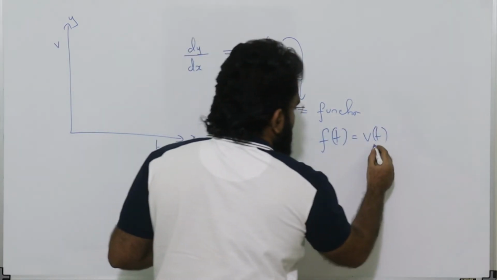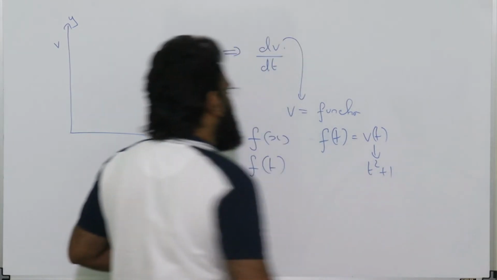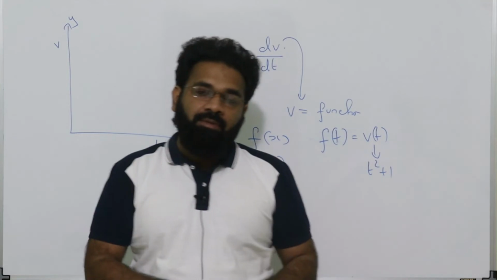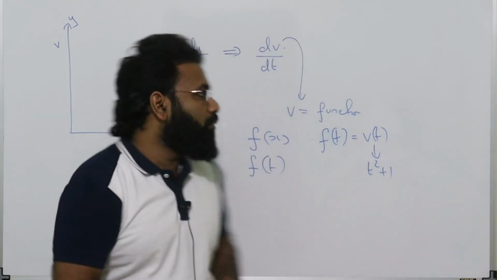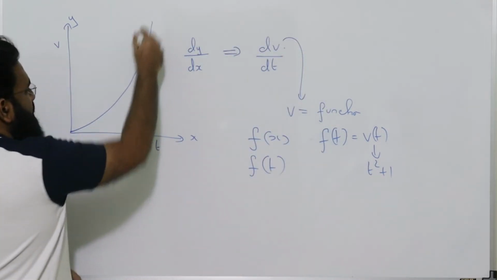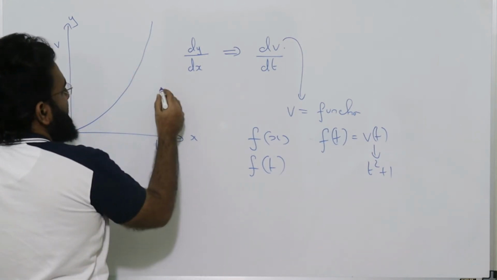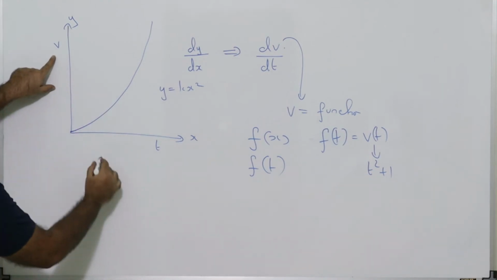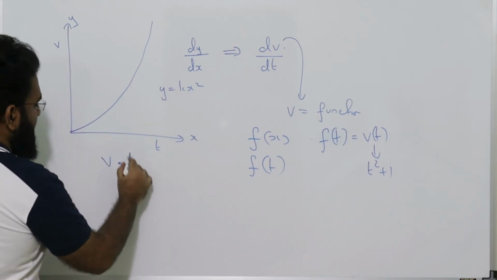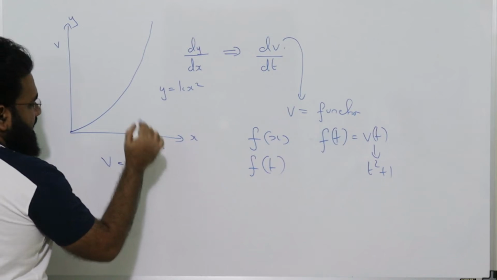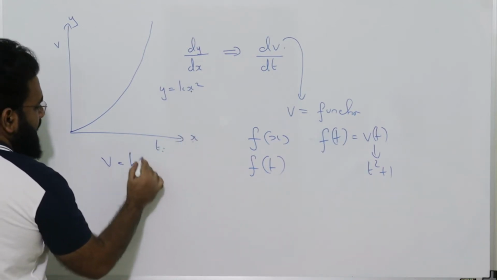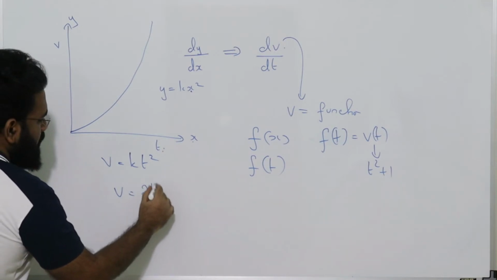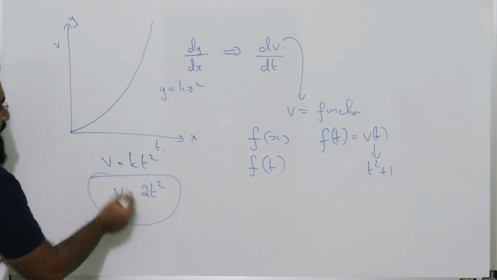Or velocity may be like t square plus 1 or something like that. So this velocity can be of any shape. Sometimes it may be a parabola, like this. So at that time the equation of a parabola is nothing but y is equal to kx square. So here y is nothing but v, and x is nothing but t. So we write v equals kt square, k being any constant. So suppose we get v is equal to 2t square, then this is the function.